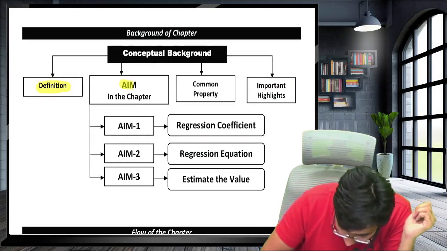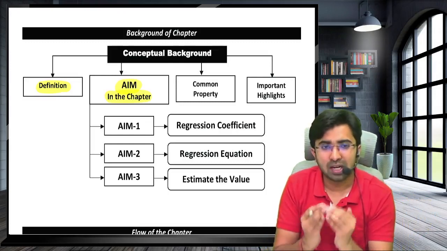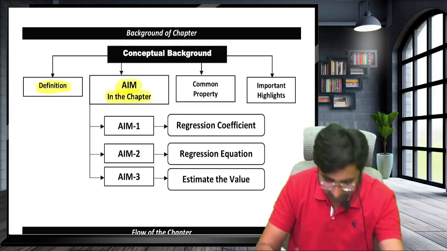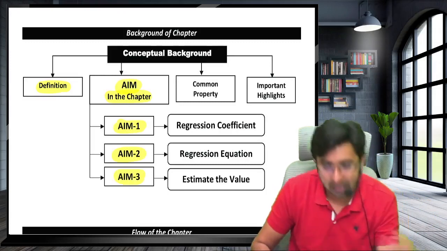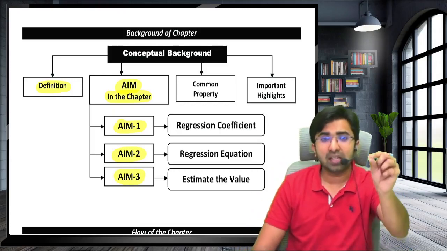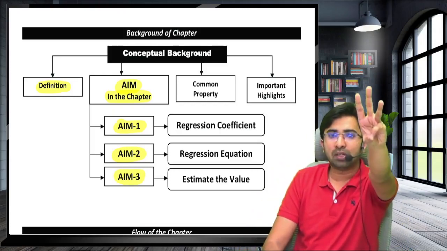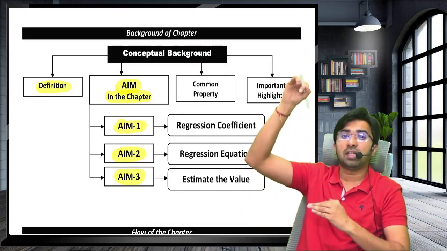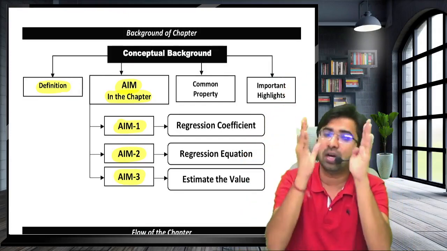Then we will develop some aims in this chapter. I will tell you the aims, don't worry. We'll develop 3 aims in this chapter: aim number 1, aim number 2, and aim number 3. In examination, either the question will come from aim number 1, or aim number 2, or aim number 3, or in combination of aim 1 plus 3, aim 2 plus 3. That's why I have bifurcated things into aims.